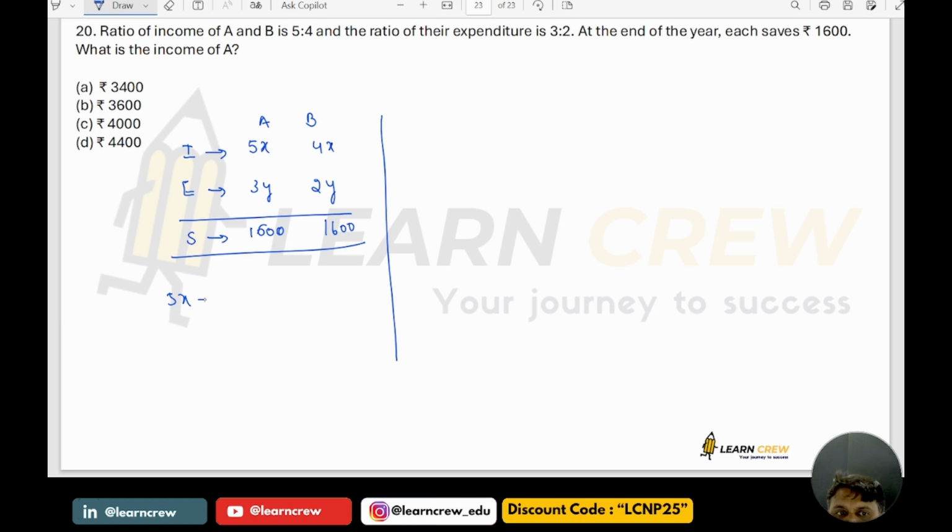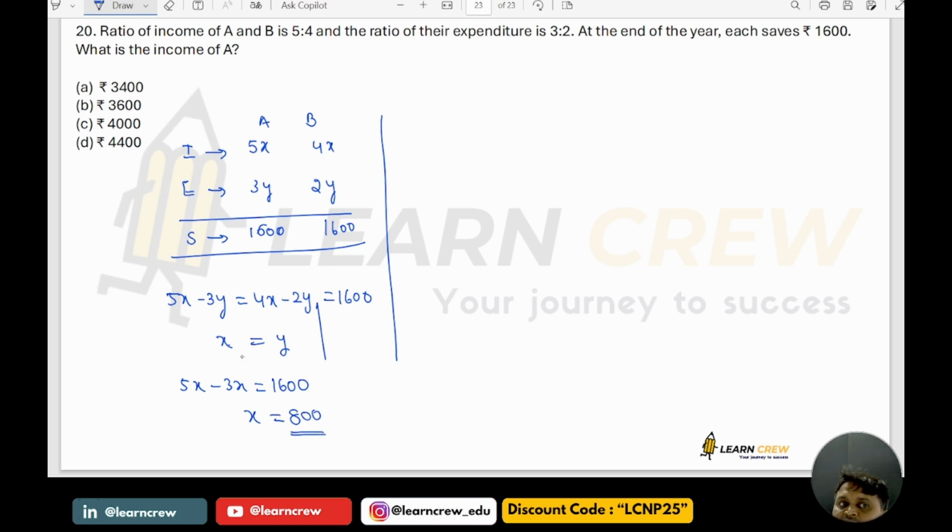5x minus 3y is equal to 4x minus 2y, and each is 1600. From this, 5x minus 4x is x, 3y minus 2y is y, so x is equal to y. If I put x is equal to y, then what am I going to get? 5x minus 3x, 5x minus y is also x, is 1600. Thereby 5x minus 3x is 2x, 2x is 1600, so x is 800.